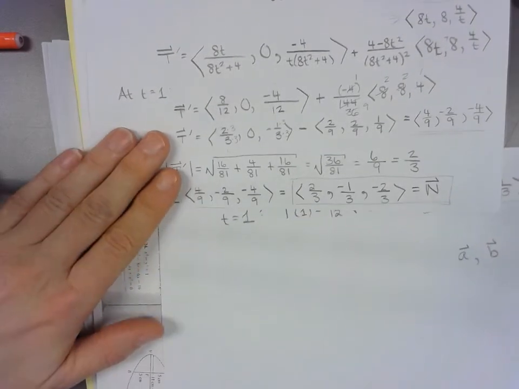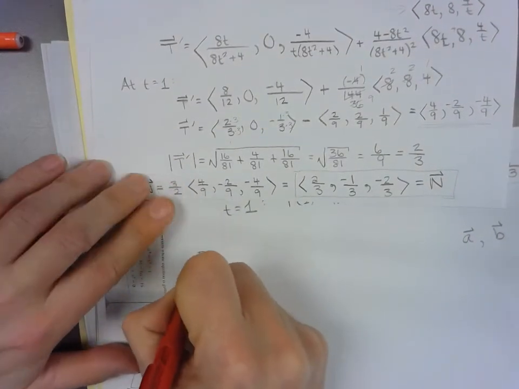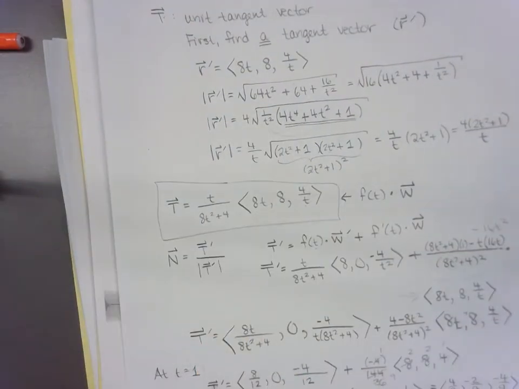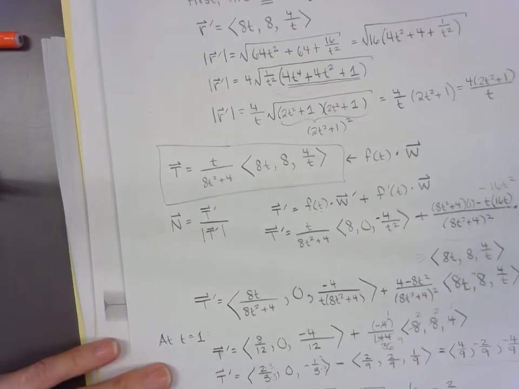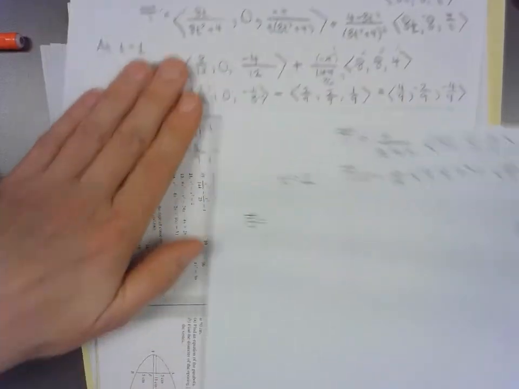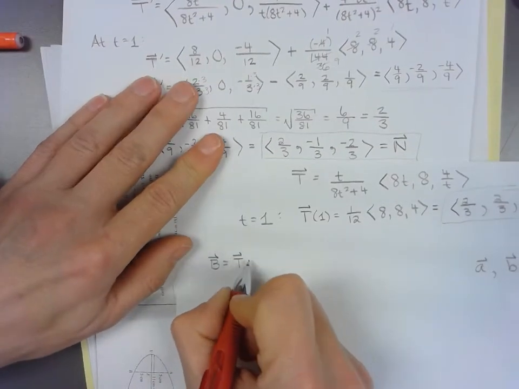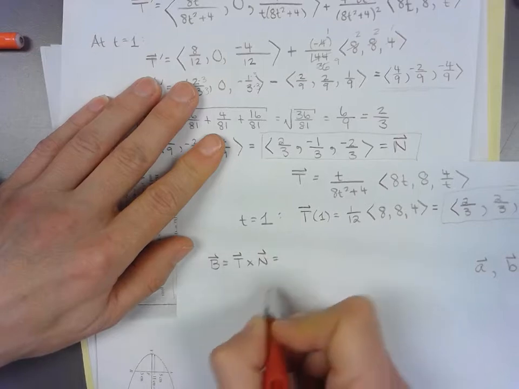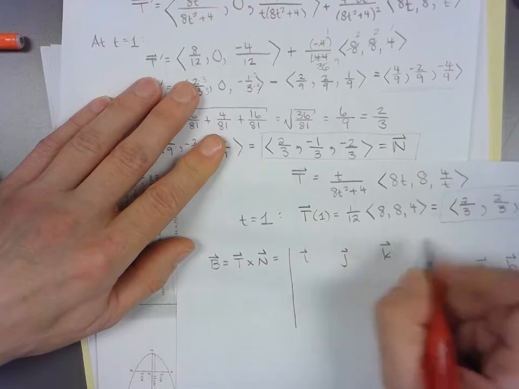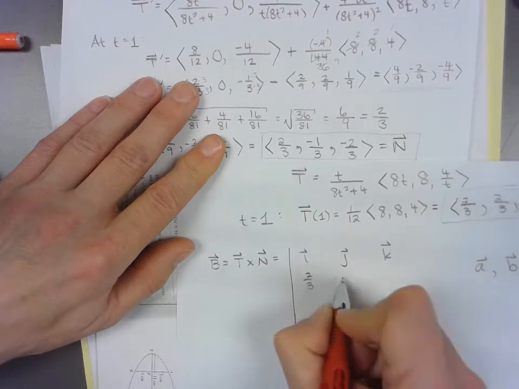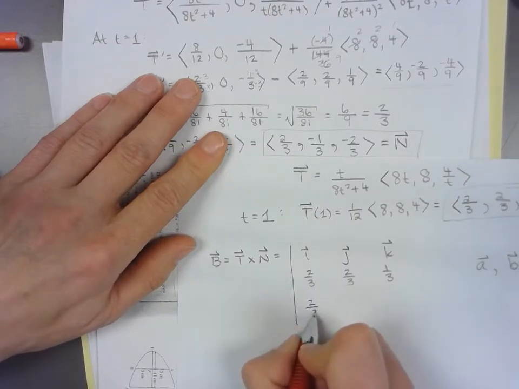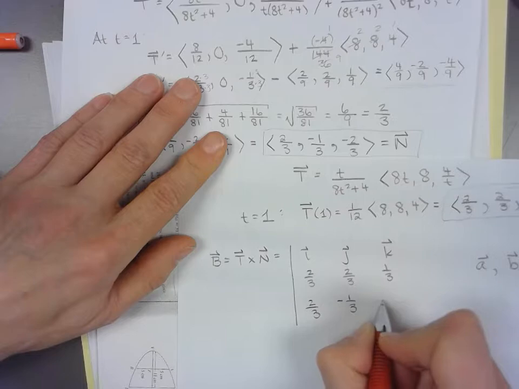T cross N, yep. That's why N is the hardest one. T isn't too bad, right? Derivative, divide by length. N is the hard work. Then to find B, you just cross your two answers you already have. So B is T cross N. So T is 2/3, 2/3, 1/3. N is 2/3, negative 1/3, negative 2/3.